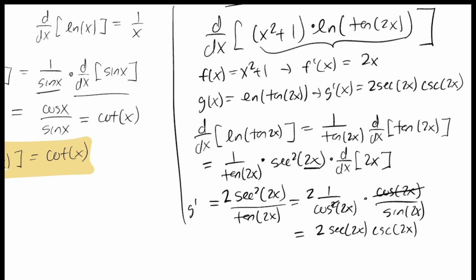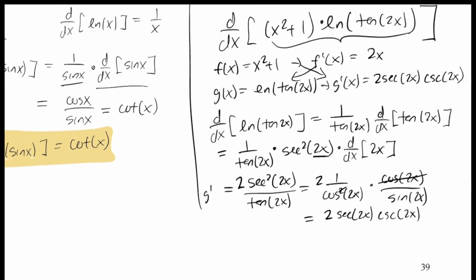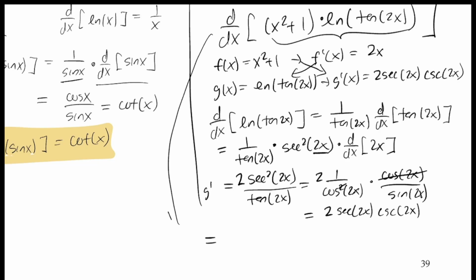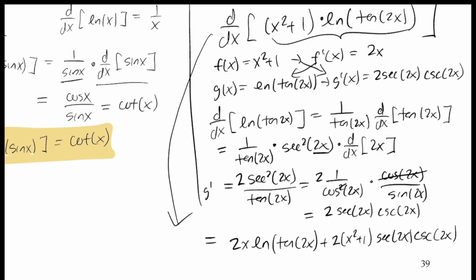And then we'll set up our product rule. So I'm going to do f prime times g and f times g prime. So my final answer here is going to be 2x natural log of tan of 2x plus x squared plus 1 times, I'm going to bring the 2 in front, 2 times secant 2x times cosecant 2x. Okay. And as far as I'm aware, there's nothing nicely that can be done with that to make this any simpler. If it was sine and cosine, we could use a double angle or something over here on the edge, but secant and cosecant, better to just leave it like that, okay?